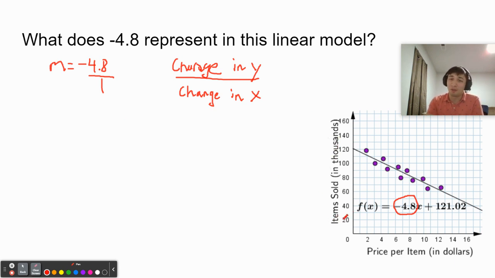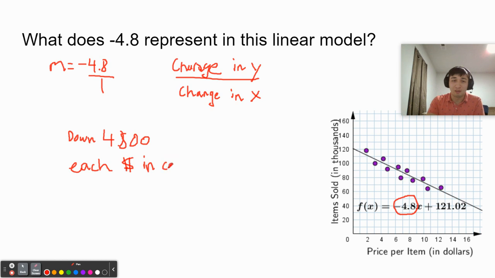So the y represents items sold in thousands. So there's a decrease of 4.8 thousand, or 4,800, items being sold. And that's for every dollar, since x is the price per item. So for every dollar that the price goes up, the number sold goes down by 4,800.